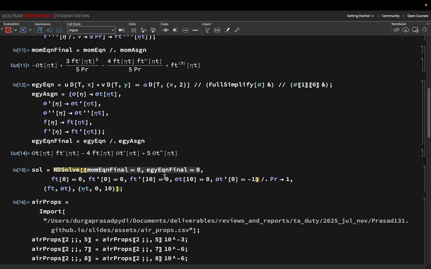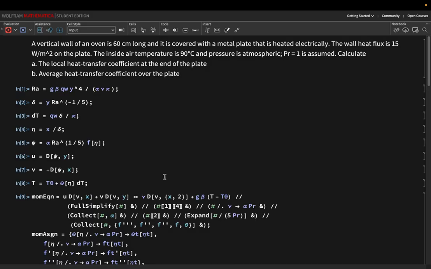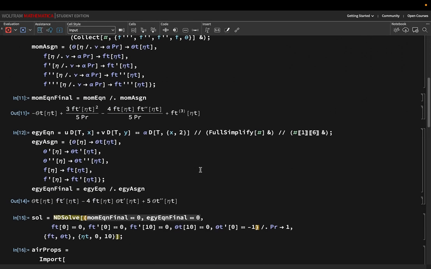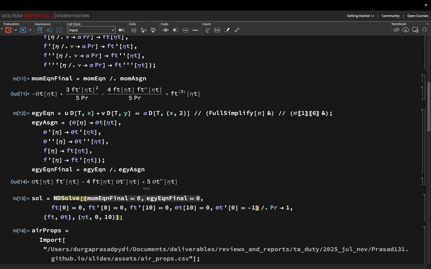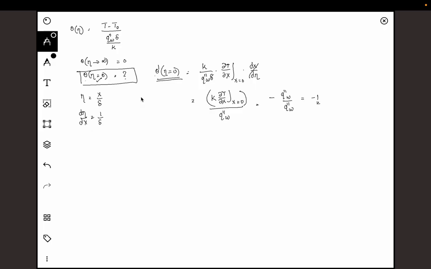Another assumption I have taken, from the problem itself, is to assume the Prandtl number to be 1. Otherwise you have to solve the same equations again and again, because these equations have the Prandtl number in them. The momentum equation has the Prandtl number in it. So for each Prandtl number I'll have a different solution. So instead of doing multiple iterations, as I said before, we have to do these iterations again and again.